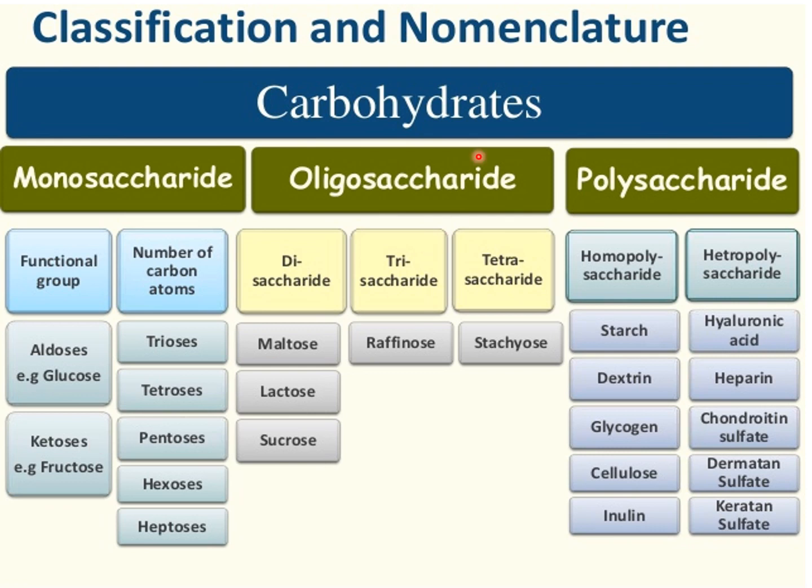Now, for the oligosaccharide, it consists of 2 to 10 sugar units. It has the disaccharide, which consists of 2 sugar units, and examples of which we have the maltose, the lactose, and the sucrose. These are the 3 most common disaccharides. And another, we have the trisaccharide, and the tetrasaccharide.